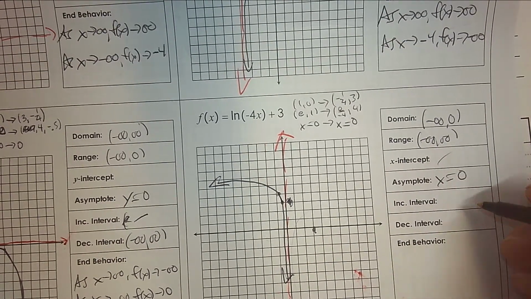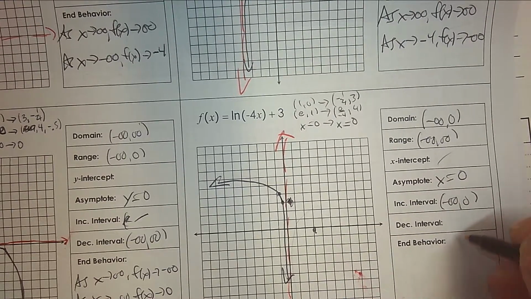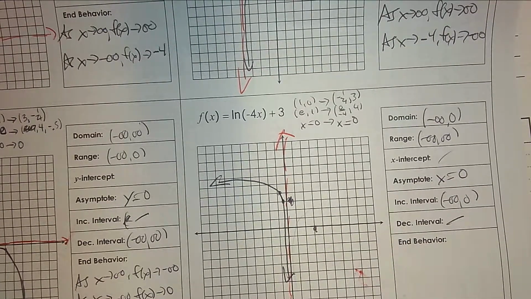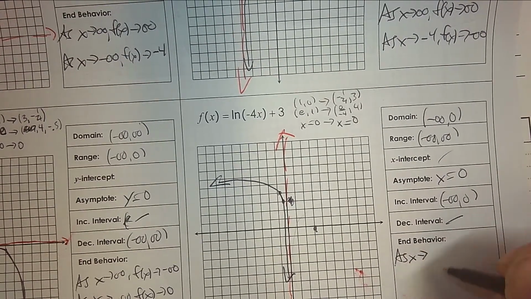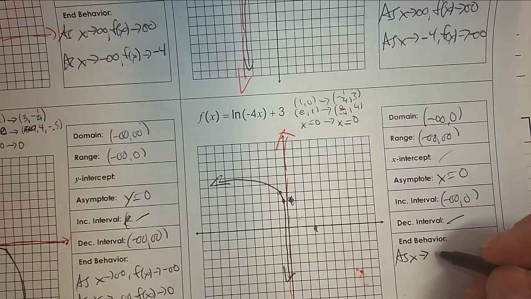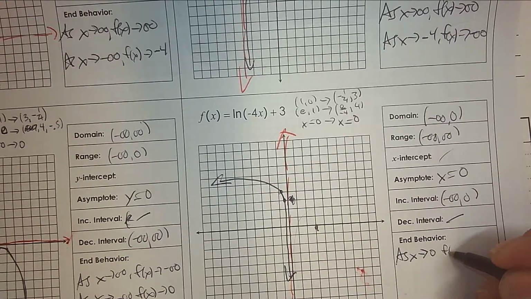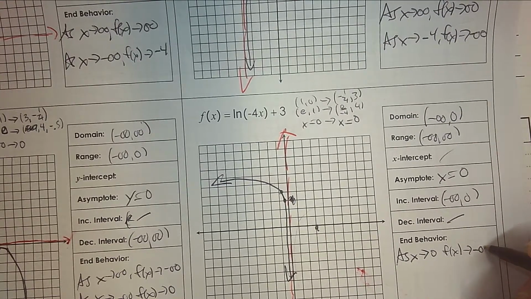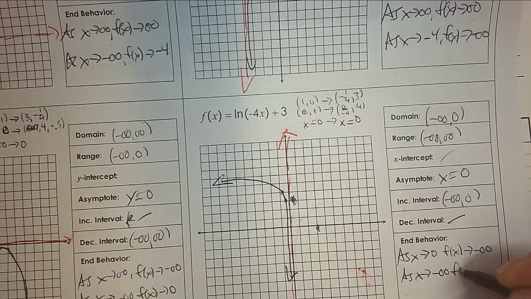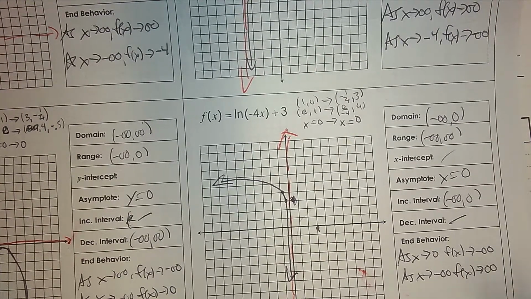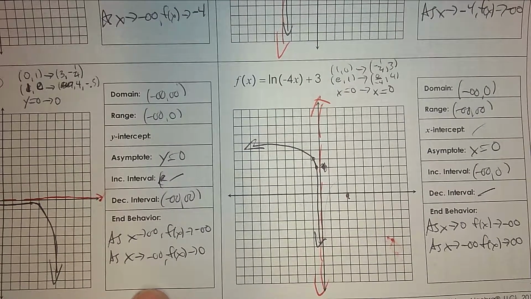This is decreasing, not increasing. And as x approaches 0, f of x approaches negative infinity. As x approaches negative infinity, f of x approaches infinity. Notice it's the inverse of the other end behavior, if you look at it carefully.